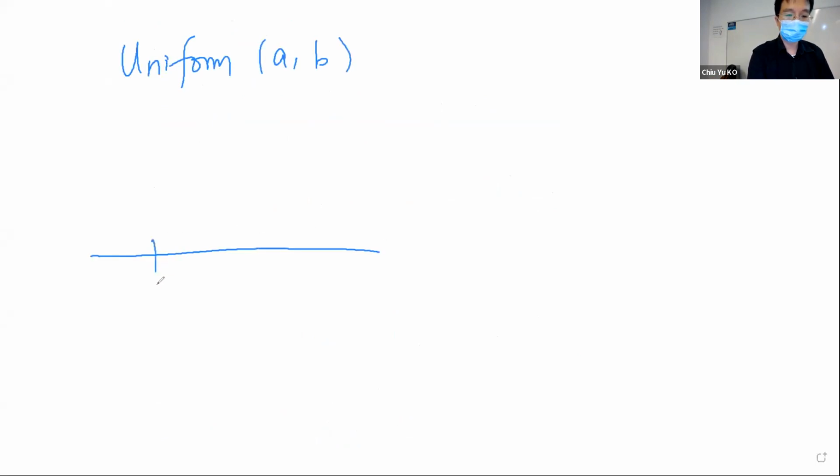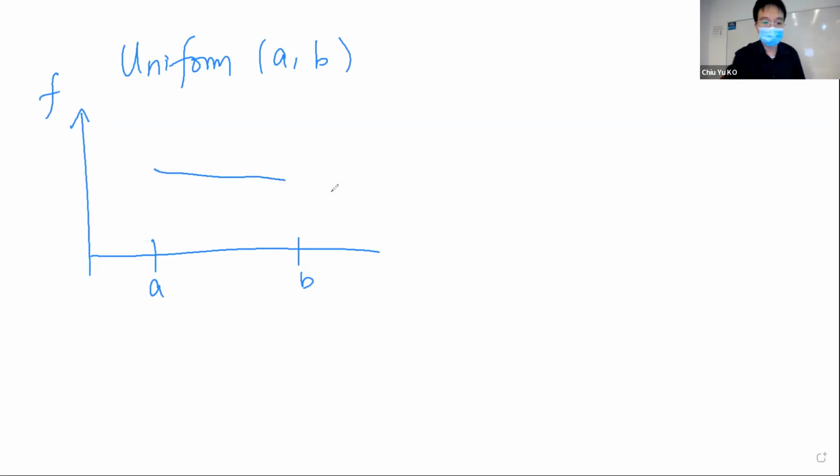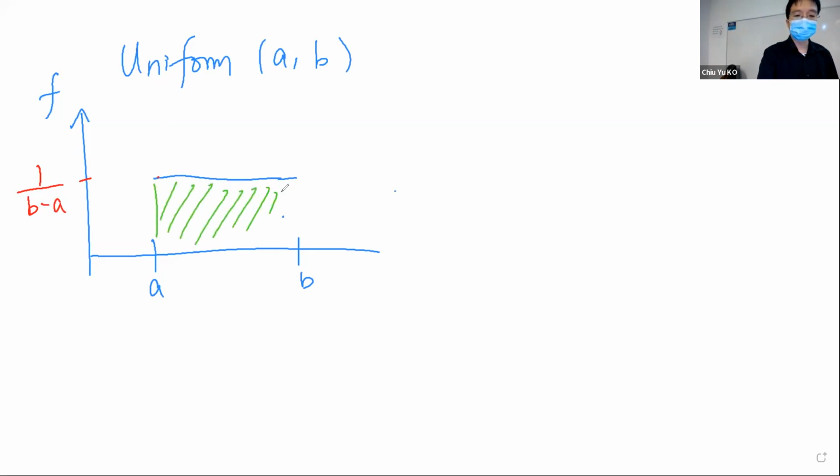Okay, A and B, we draw f, okay. It's just a flat thing, not flat enough, right? Just a straight line. Okay. And the next thing we want to say is what is the height of this? Okay. The height of this is exactly 1 over B minus A here. Okay. You ask why is that the case? Because the area under this small f curve should be 1, right? Because the area under this f curve is probability.